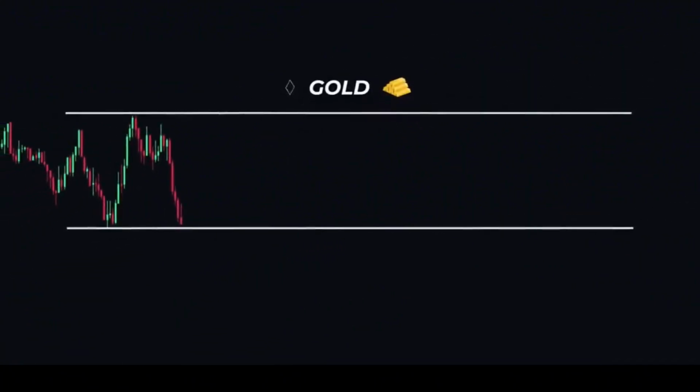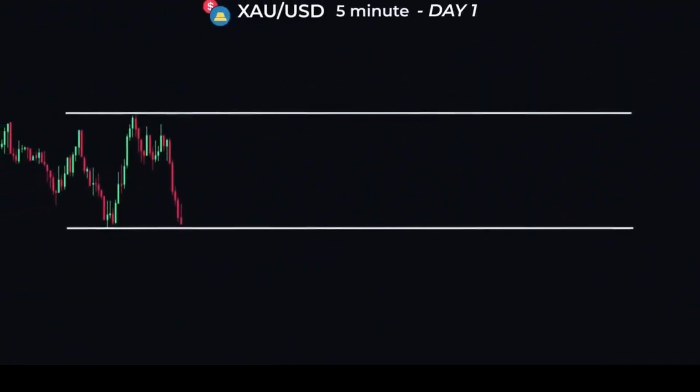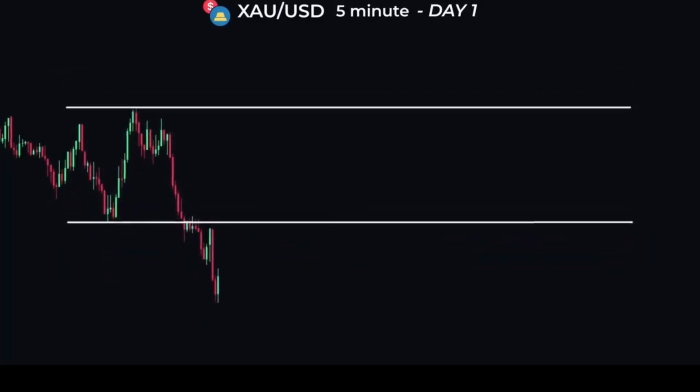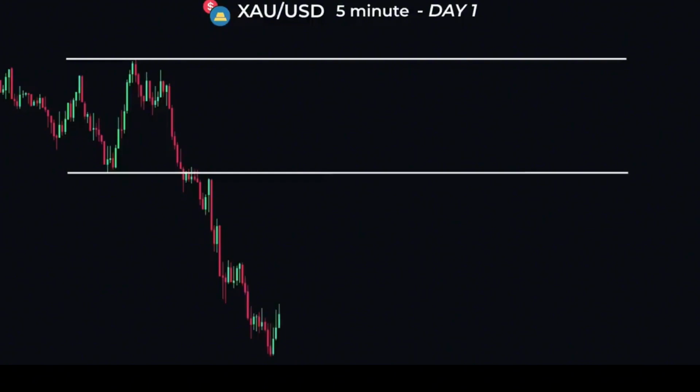Now, let's look at how the strategy performs on the gold market. Here, I'm on the XAU 5-minute chart, and we already have the 4-hour range marked for today. Price broke below the range low. After it traded below for a while, it then closed back inside, which means technically this is a valid long setup.